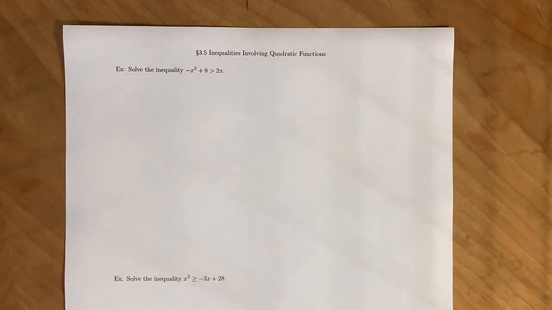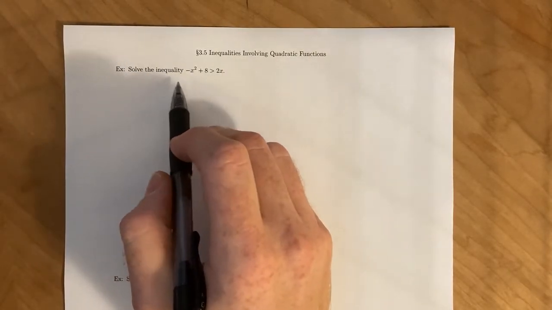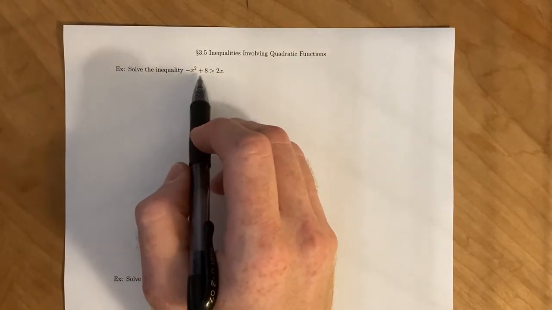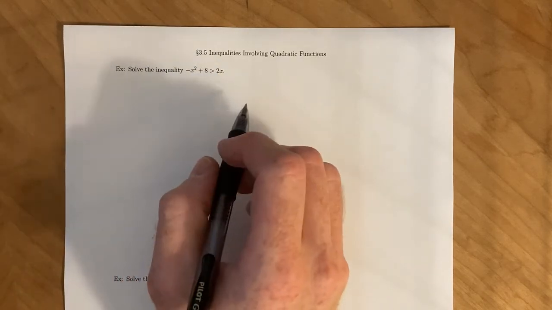In this final section of chapter 3, we're going to look at solving inequalities involving quadratic functions. Now, there's some tried and true methods for solving these, and they all start out by getting everything onto one side. So for example, if we want to solve the inequality negative x squared plus 8 is greater than 2x, we're just going to move everything over to one side.